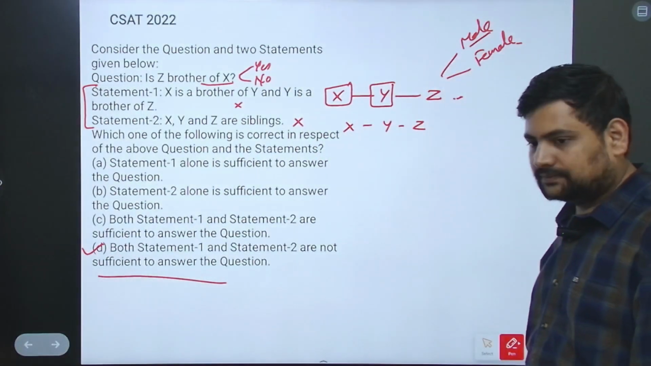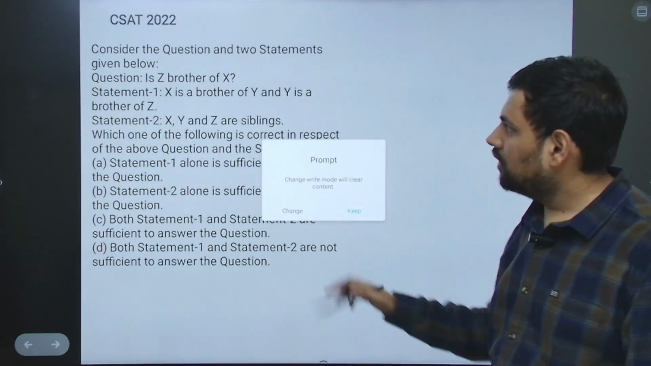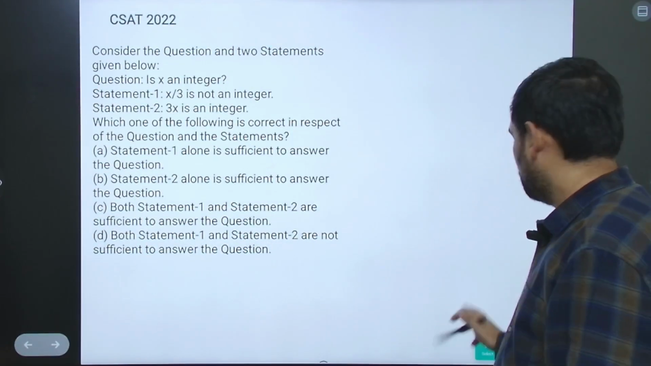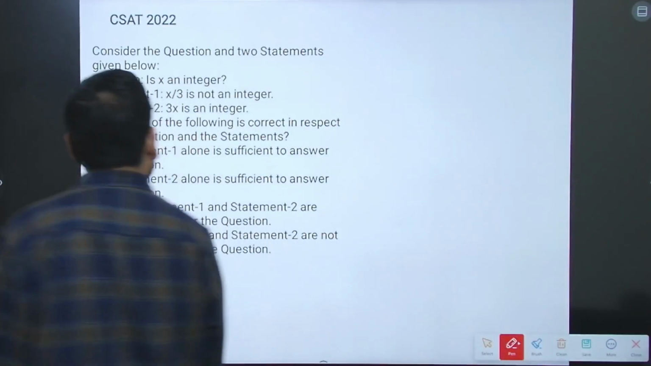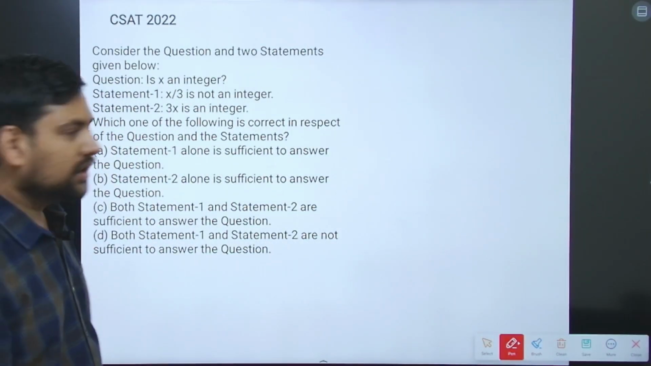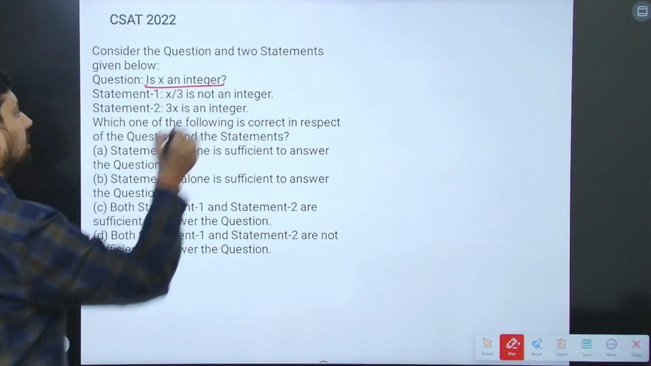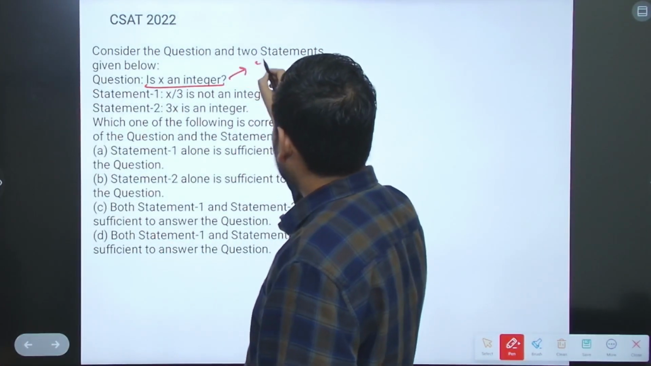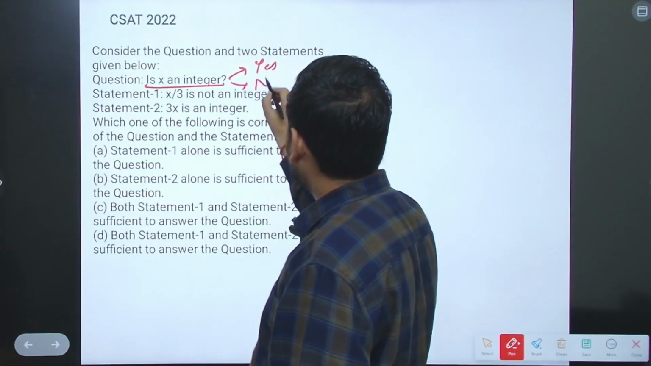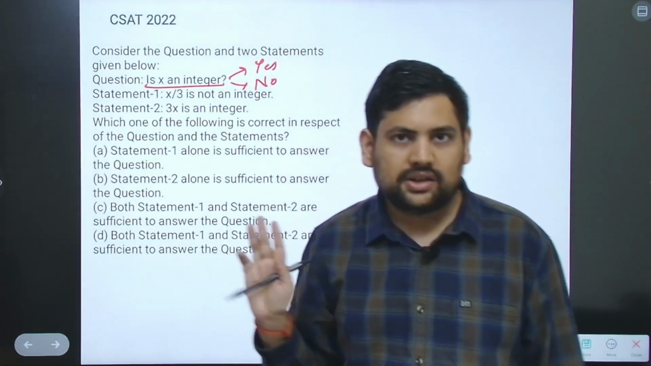Okay, then next. Yeah, let's see this. It says what? You need to tell whether X is an integer. Sure shot. It should be sure that yes, it is always an integer, or no, it is never an integer.